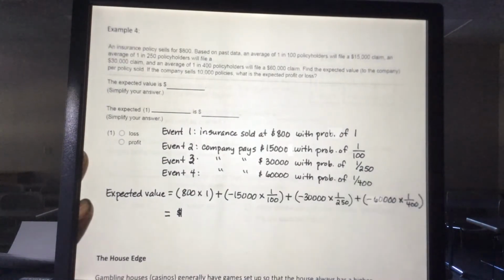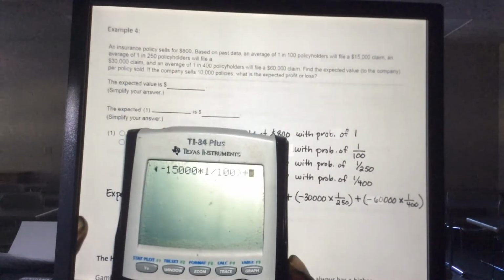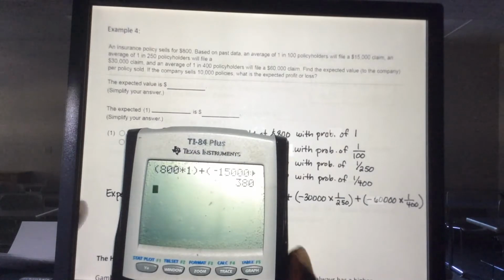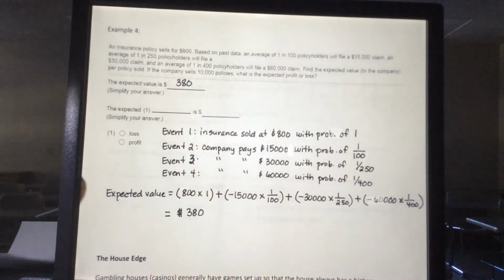Clear this out. Okay, y'all going to excuse me for putting this calculator over the paper. So here I'm going to do left parentheses 800 times 1, and then plus left parentheses negative 15,000 times 1 over 100, 1 divided by 100, close parentheses, and then plus left parentheses negative 30,000 times 1 divided by 250, close parentheses, plus, and then left parentheses negative 60,000 times 1 divided by 400. And we're going to end up with 380. So our expected value would be $380, okay, for that insurance company.